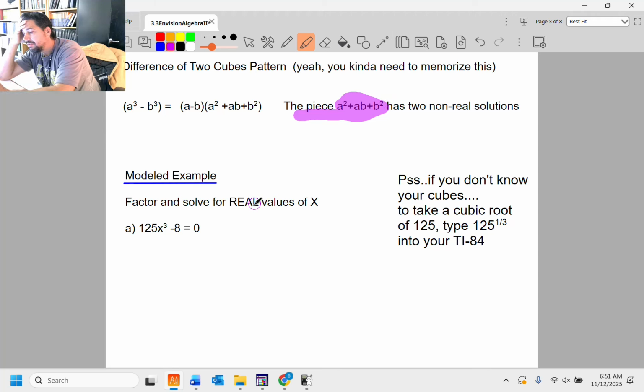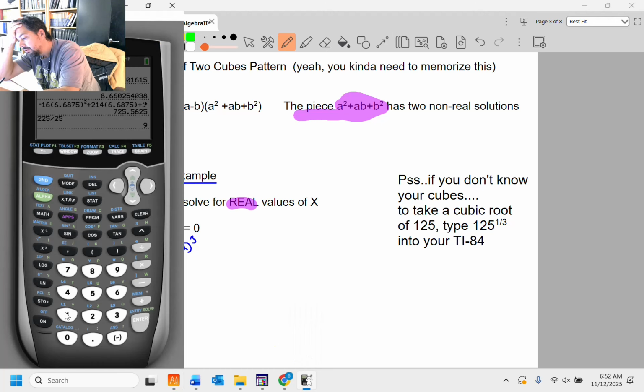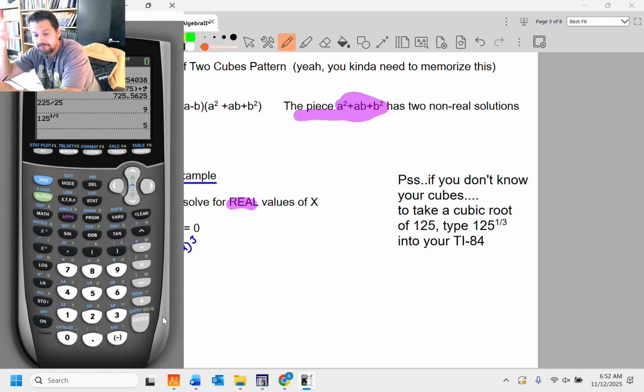So you'll notice that the instruction set here is factor and solve for real values. And it is a factor and solve. All right, that's what the technique is, factor and solve. Now, you may or may not believe me, but this is a 5x that has been cubed. And I'm taking away a 2 that has been cubed. And I know that you probably don't know your cubes, but 125, the cubic root of 125, which I can do in a TI-84 by raising it to the 1/3 power, is 5. You know, I look at the numbers and I decide, can I actually take the cubic root of them? That's what I do.